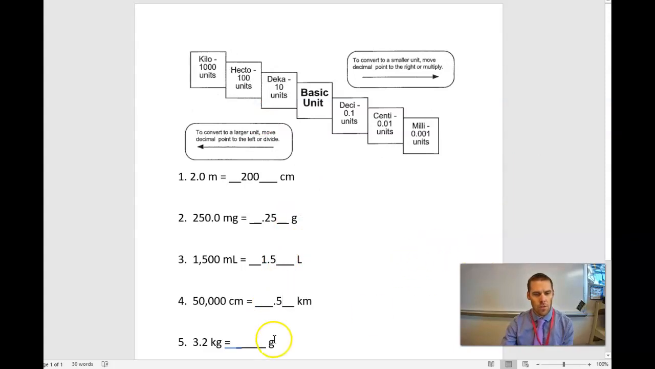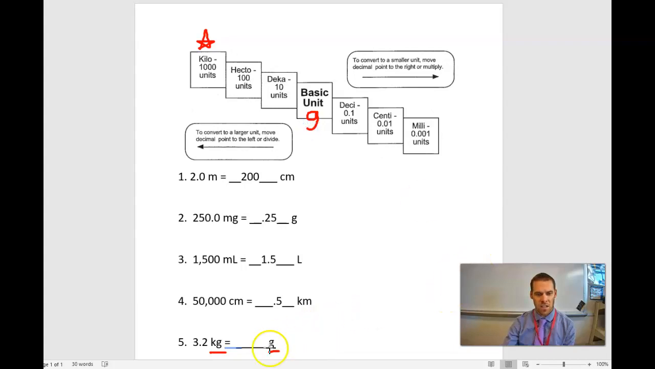Last one, I have 3.2 kilograms. I want to convert that to grams. So let's look at where I'm starting. I'm going to start at kilo. That's my prefix for kilograms. I want to convert that to grams, my base unit for mass.